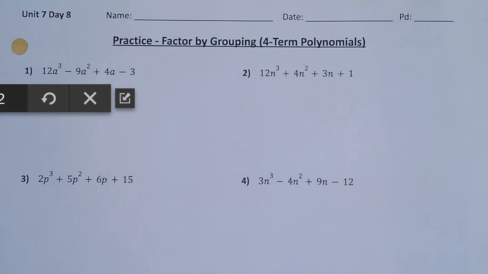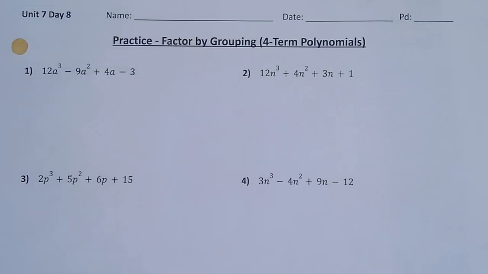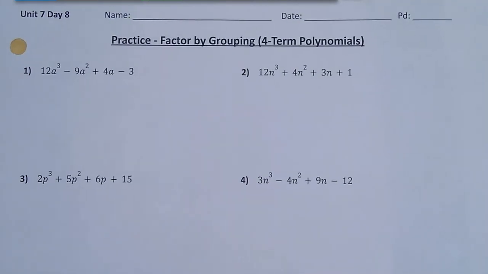Algebra Honors, Unit 7, Day 8. We are going to factor by grouping, and we're going to have 4-term polynomials that we are factoring. So, let's look at our first one. Let's just dive in and start on it, okay?